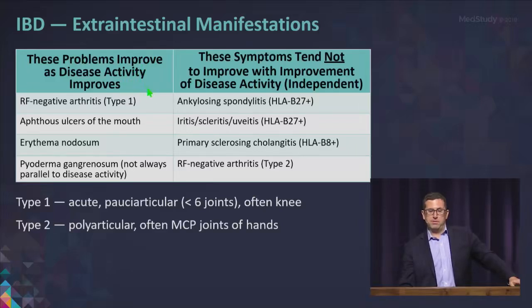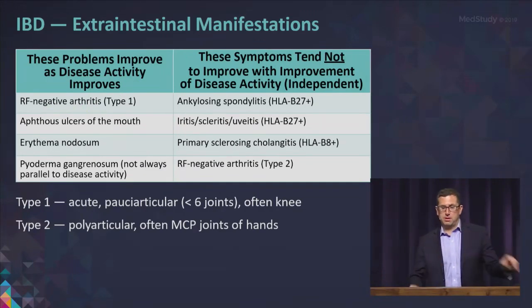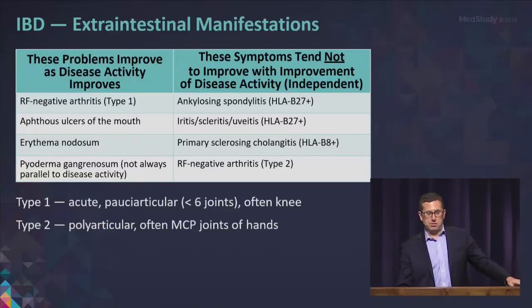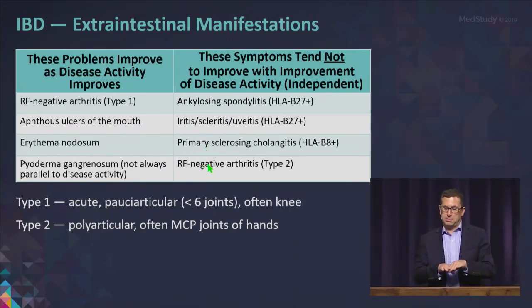Examples of conditions that improve with disease activity would be RF negative type 1 arthritis, so that's like the larger joints, aphthous ulcers of the mouth, erythema nodosum, I have slides on this, I'll show you, and pyoderma gangrenosum in some cases. Associated conditions that will not improve would include ankylosing spondylitis, which is associated with some patients with IBD, iritis, scleritis, uveitis, PSC, which we'll talk about in more detail, and RF negative arthritis, which is the small joint polyarticular arthritis.